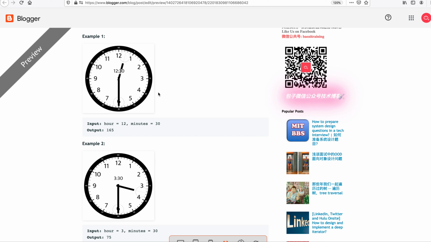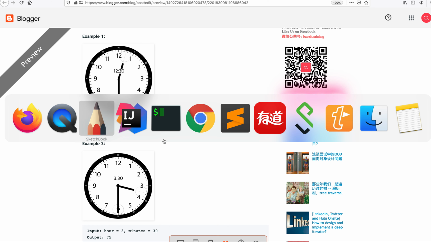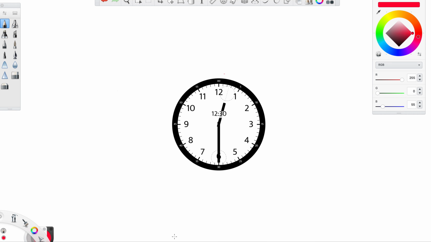So just by a simple quick look at the problem, you can call it a math problem, you can call it a brain teaser. It's not really about coding. Once you figure out the math, it's very easy to code. So how would we approach this problem?